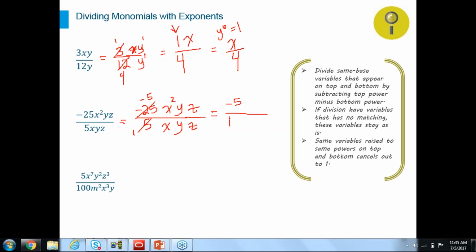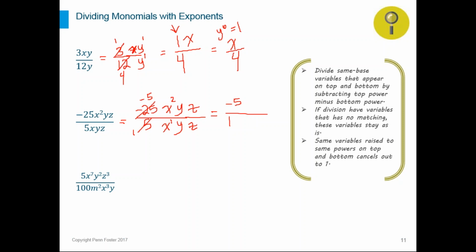Now we need to go to the variable parts. We have x squared on the top and x to the first on the bottom. We always subtract the top power minus the bottom power. So 2 minus 1 is 1. So our answer is x to the first power. So that x will just go up on the top. That's it with the x's.